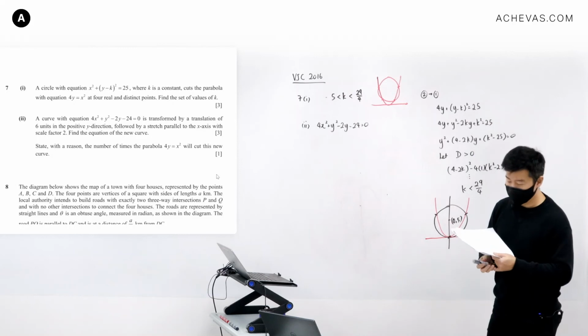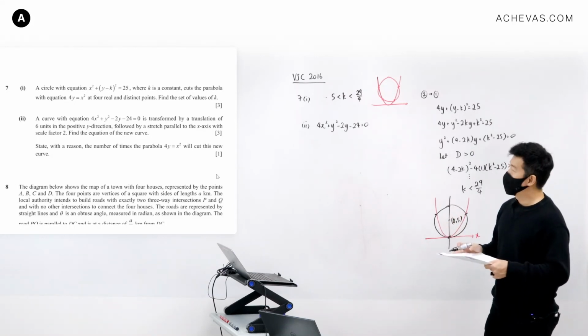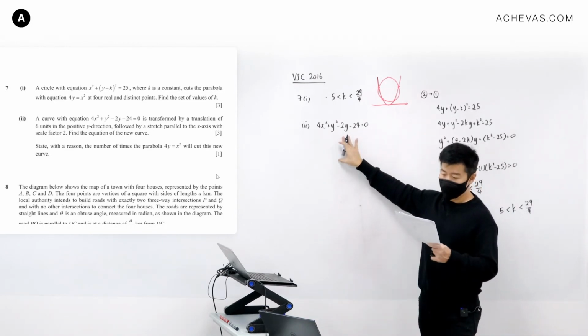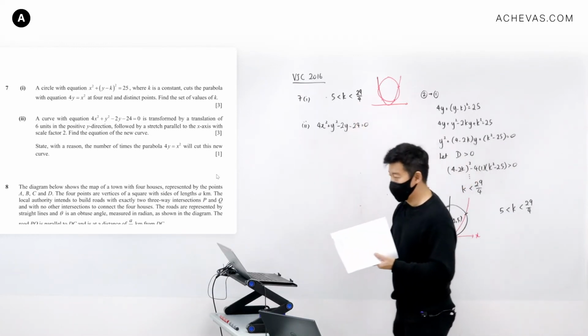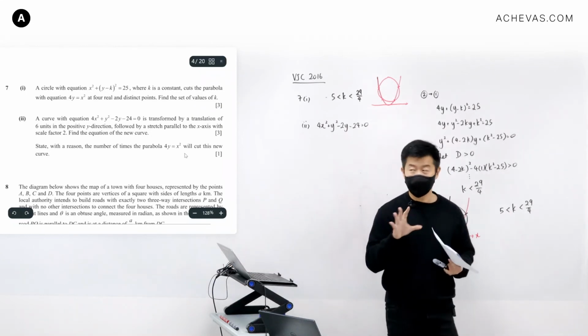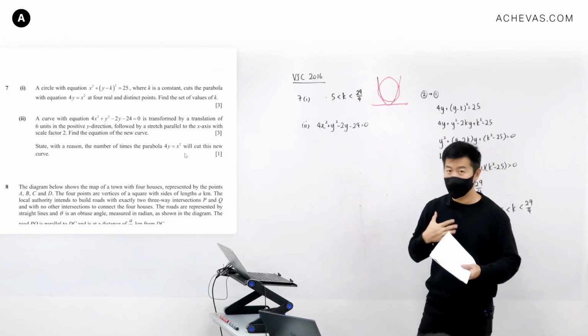But from this, let me show you the very first part, okay? I look at this, although I can work on this, but I know this is going to be compared to part 1 because of the way that this part is asked. Give a reason, the number of times this parabola, which is actually this also, will be cutting the new curve. So I know this is going to be very much related to part 1. I've gotten these hints.